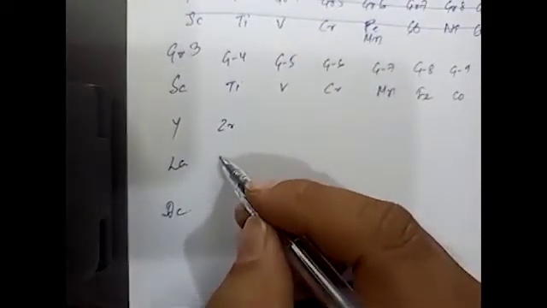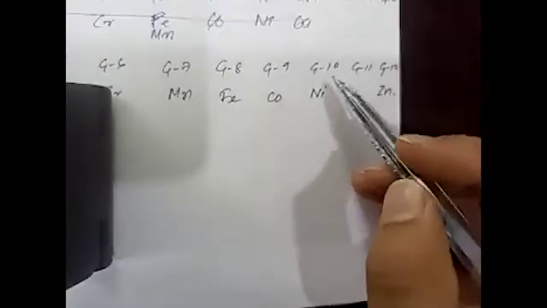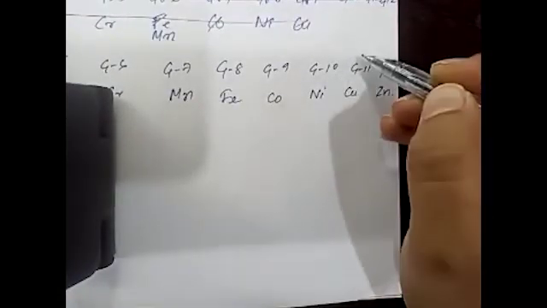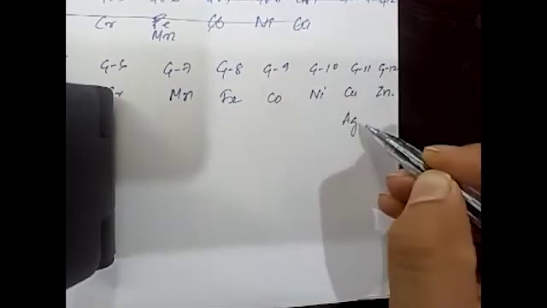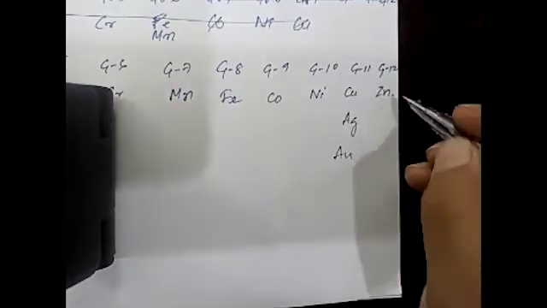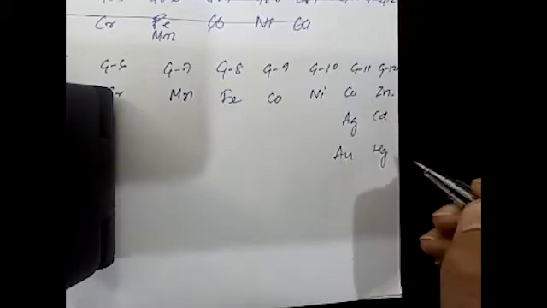Zirconium, hafnium, Rutherfordium. Okay, then at last you can remember this particular group number 11, also known as the coinage elements: copper, silver, gold, at least this much, then zinc, cadmium, and mercury, you can remember. Okay, so this will be sufficient for us right now.